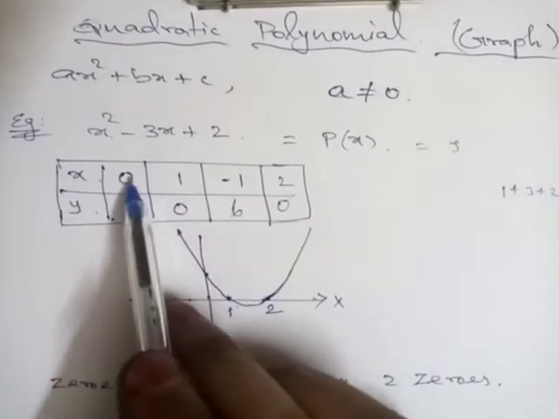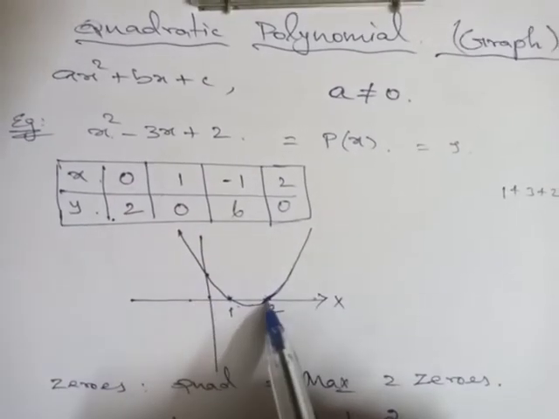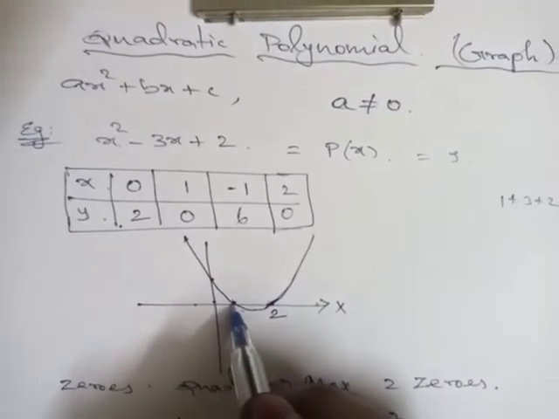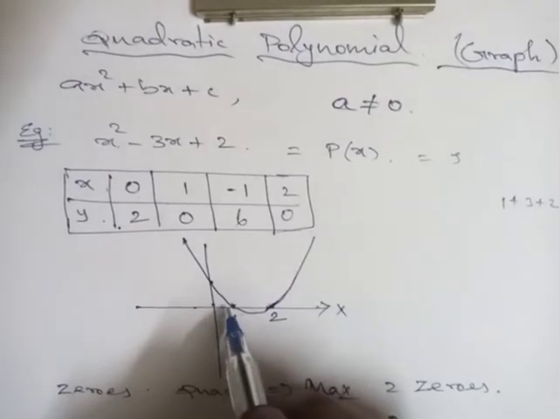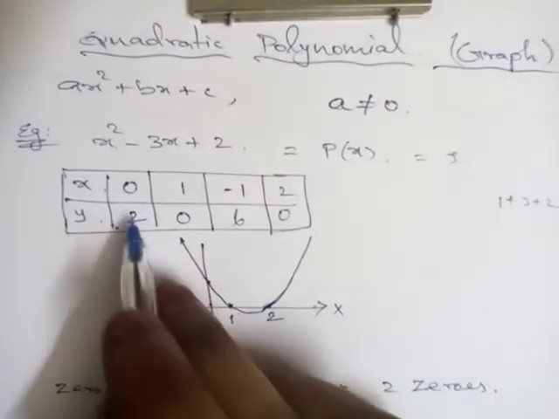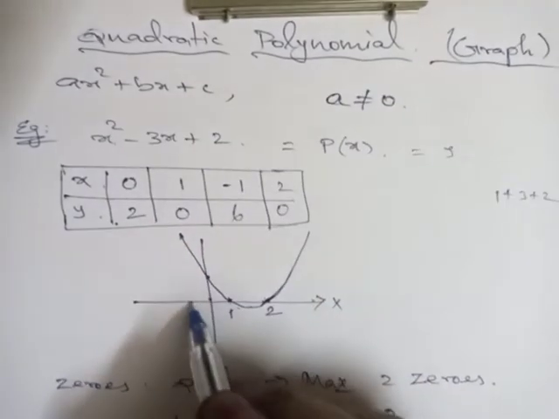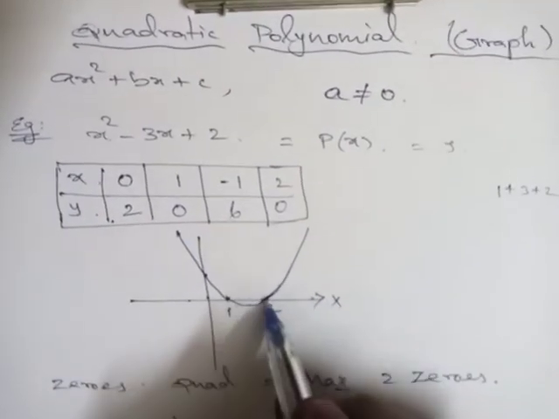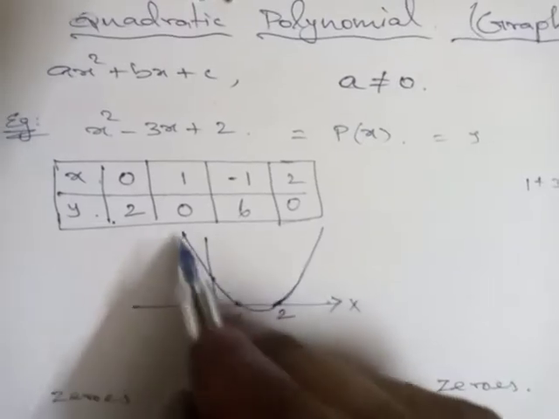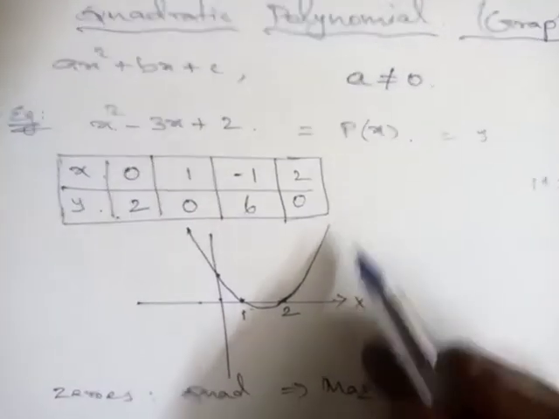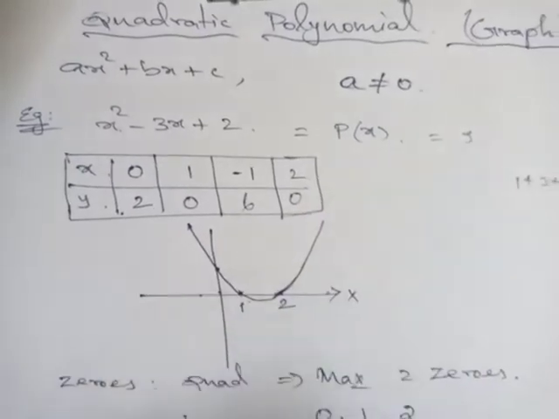Plot these points. 0 comma 2 will be here. 1 comma 0 means x value 1, y value 0. Then minus 1 comma 6 is here. 2 comma 0 is here. So like this, plot the points, continuous points, and draw, and you will get a parabolic shape.